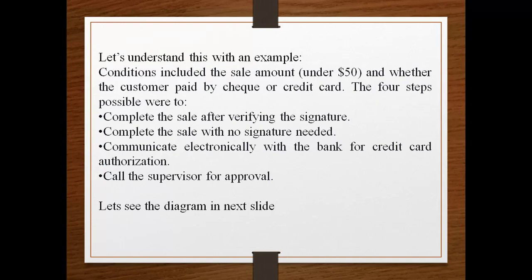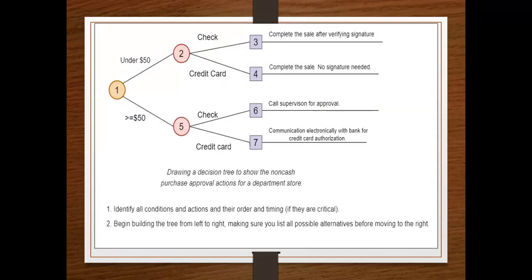So there are 4 conditions, 4 steps. You will complete the sale after verifying the signature, first thing. You can complete the sale when no signature is needed. You will communicate with the bank for credit card authorization, or you may call your supervisor for approval. Let's go ahead. So a sale is there.